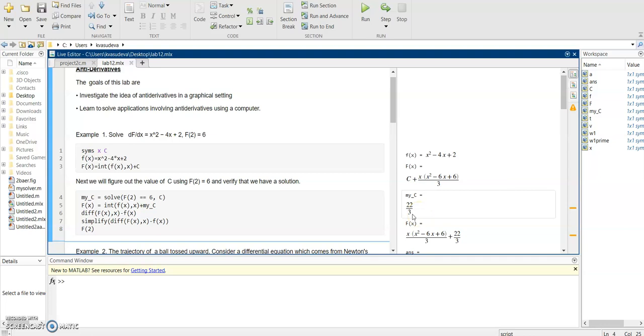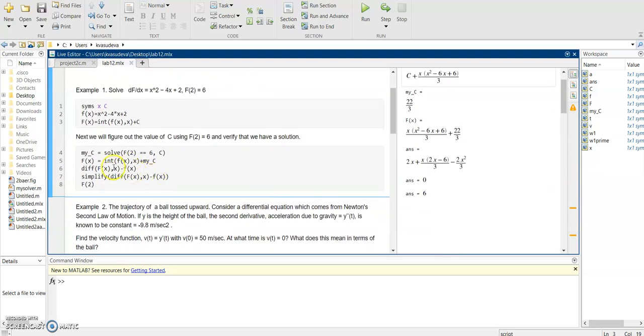Now my next step is to plug this back into my antiderivative equation. So that's what I'm doing here. F of x is equal to integrate f of x comma x plus my c, where my c is 22 over 3.